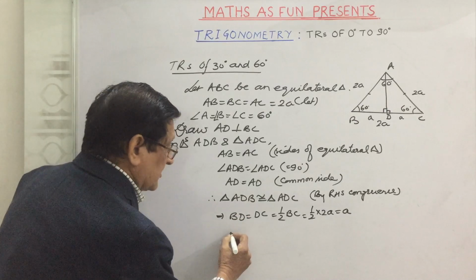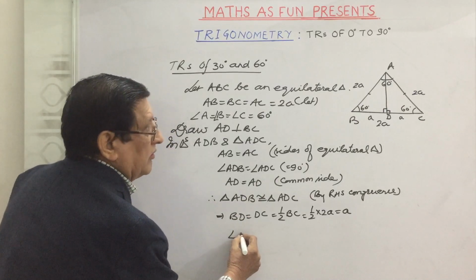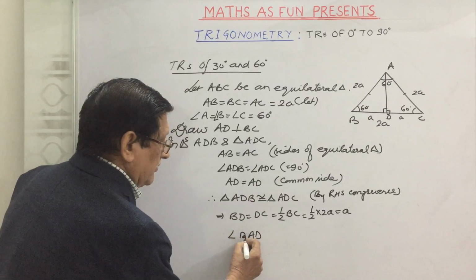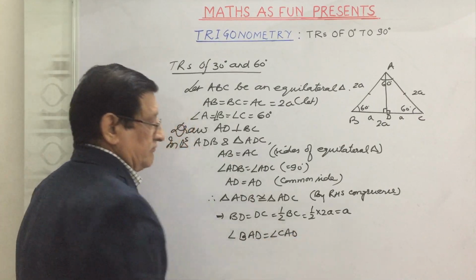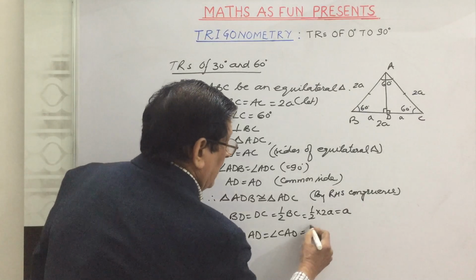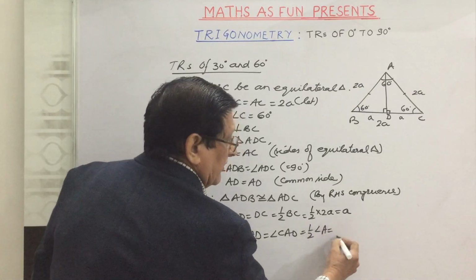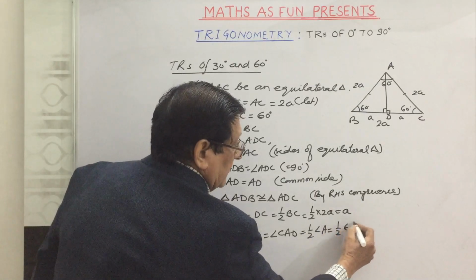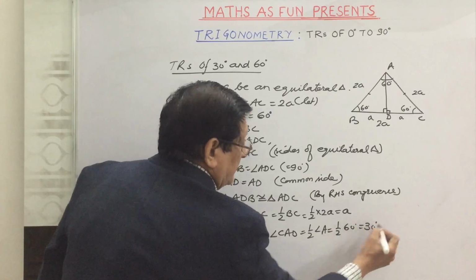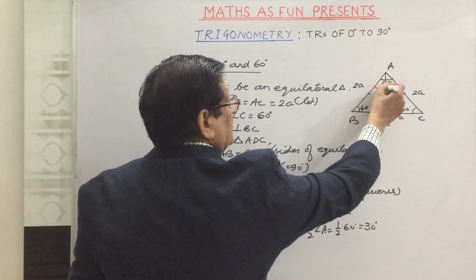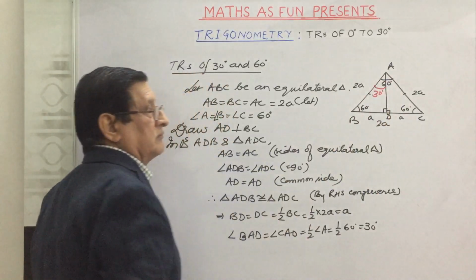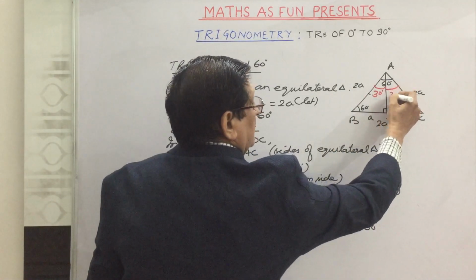Also, we can say that angle BAD will be equal to angle CAD. And that will be half of angle A. Angle A is 60 degrees. So will it be equal to 30 degrees each? So we find that this angle is 30 degrees and this angle is also 30 degrees.